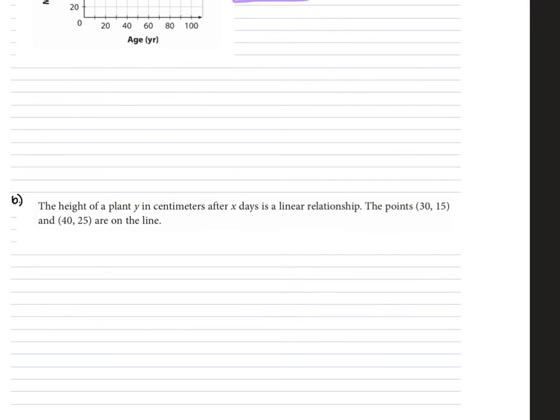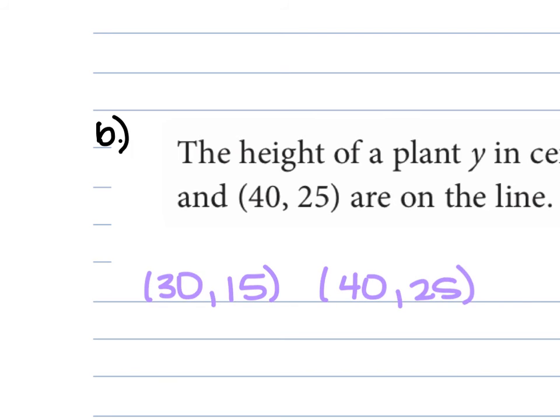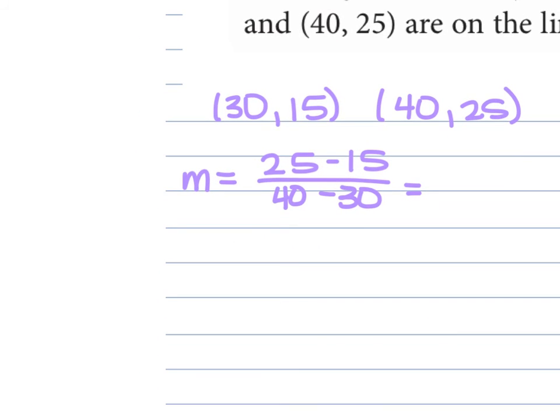For B, we have the 2 points 30, 15, and 40, 25. So I'm going to use my slope as 25 minus 15 over 40 minus 30. 25 minus 15 is 10. 40 minus 30 is 10. So your slope, again, is 1.